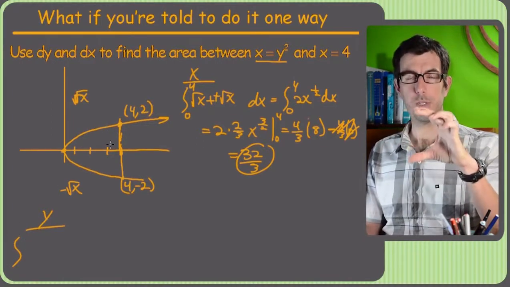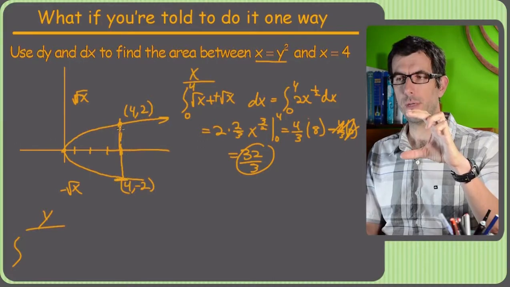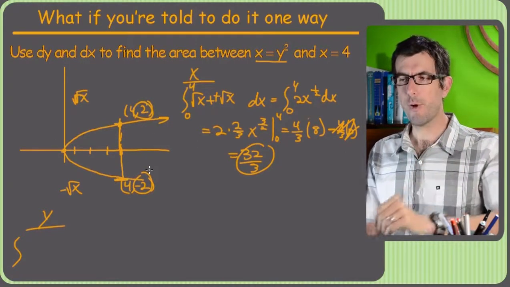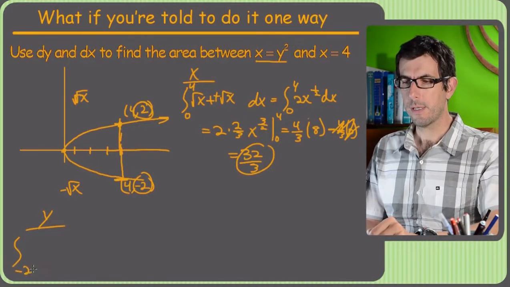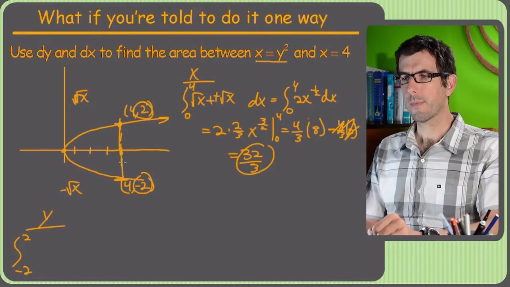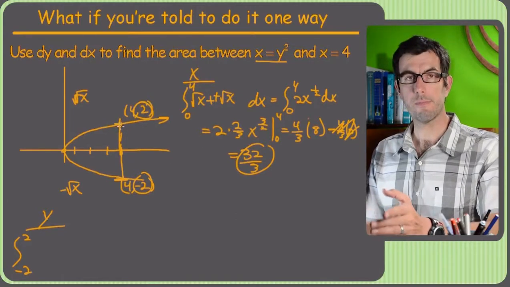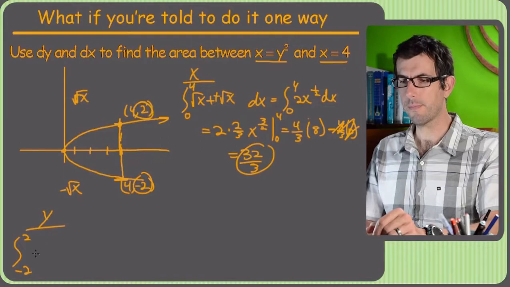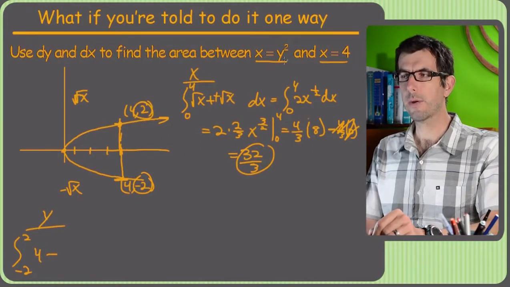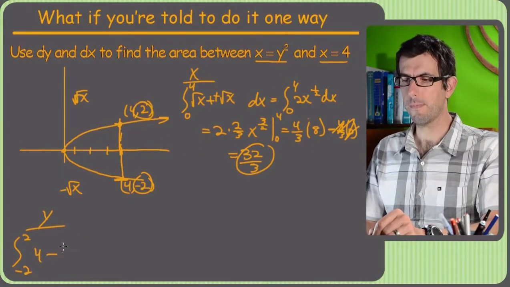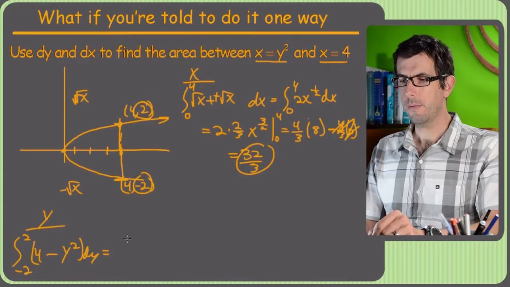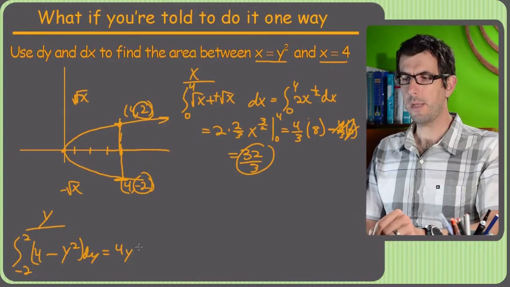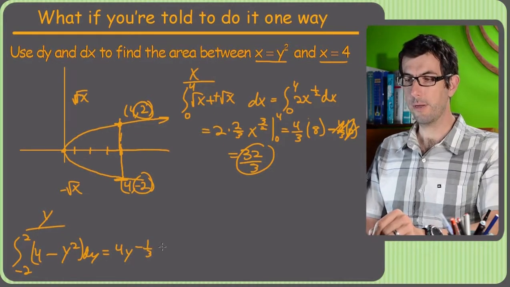The y dimension of the region is from negative 2 to positive 2. Those are my maxima and minima of y within this region. So negative 2 to 2. The right-hand curve is just the flat line, that's just the curve x equals 4. And then the left-hand curve is just y squared. So you can see there's actually a little bit simpler integral to execute.